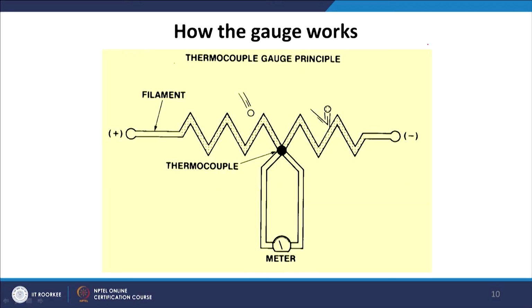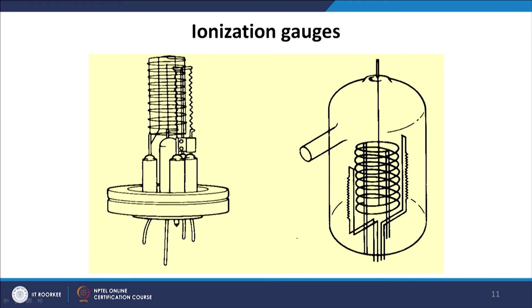So, the thermocouple gauge principle, as you have seen: there is a negative terminal, a positive terminal, and a filament here, with a thermocouple attached here, and then a meter here. In addition to that, we also have the ionization gauge. As the name suggests, the ionization gauge works on the basis of ionization. Who ionizes? The gas molecules inside the chamber. To ionize the gas molecules inside the chamber, I need an electric current. So, inside this gauge I need a system for generating the electric current, which will eventually ionize the gas molecules, and the gauge will be able to measure that.